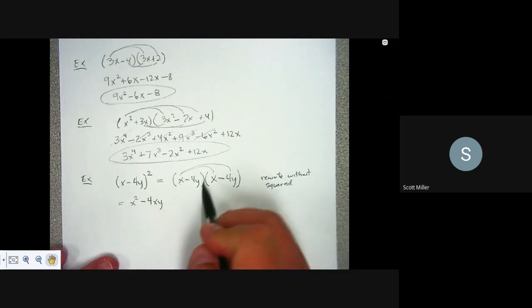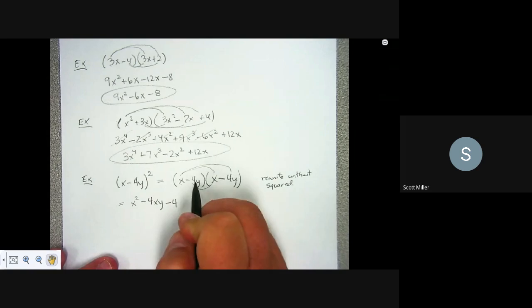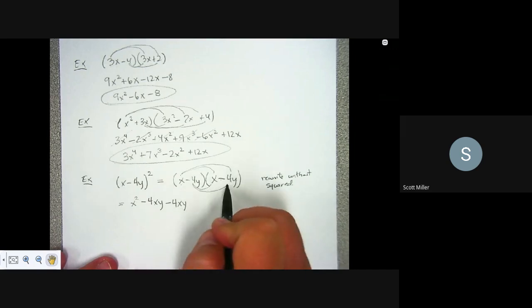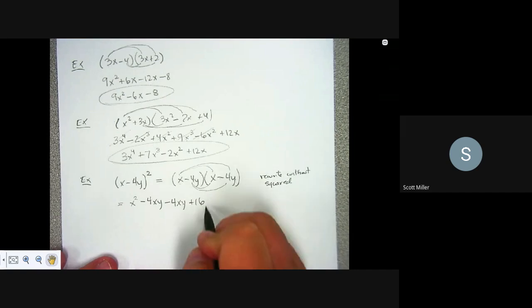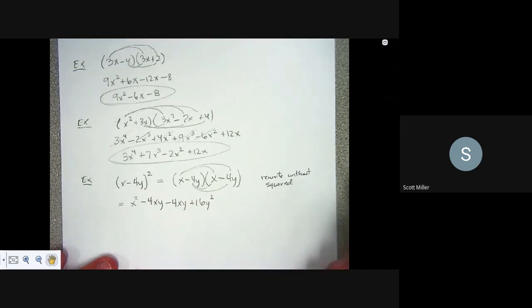So there's that term. Then we move to this one. You see, you get the same thing again. Even though it's 4y times x, I'm going to write it as 4 times x times y, alphabetical order. And then negative 4 times negative 4 is positive 16. Y times y is a y squared. Okay?